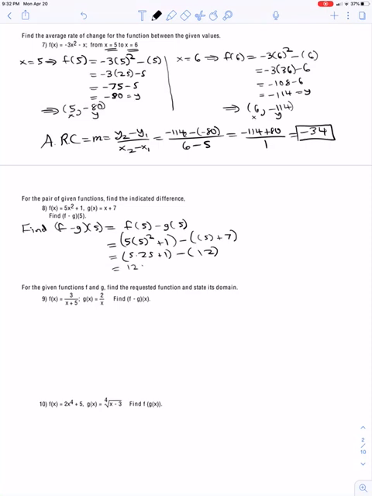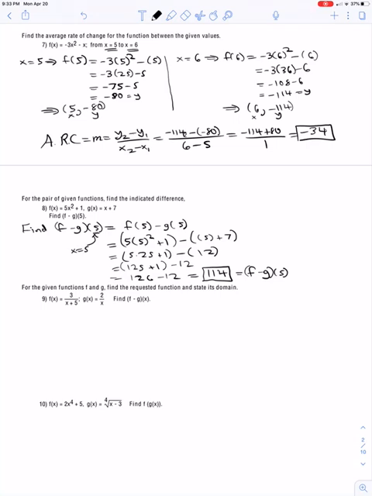5 times 25 is 125, right? And 125 plus 1 is 126. And 126 minus 12, we get 114. So 114, there's our difference function with an input of 5. So that equals f minus g of 5. So again, they're giving you an input, a value of x to plug in as we do the algebra.